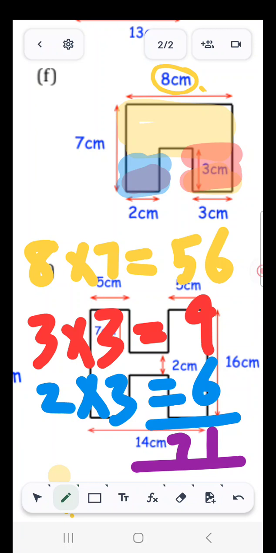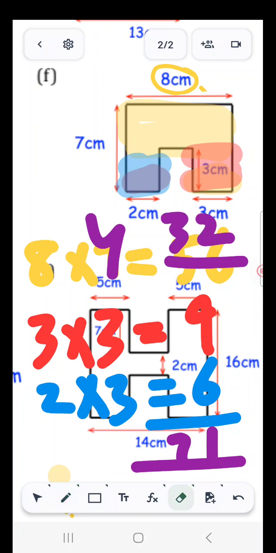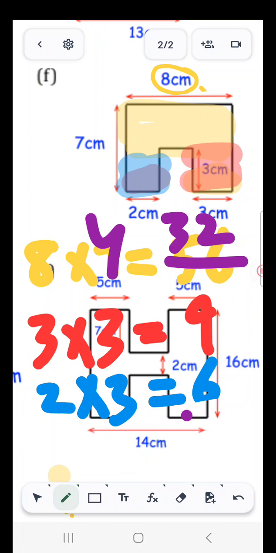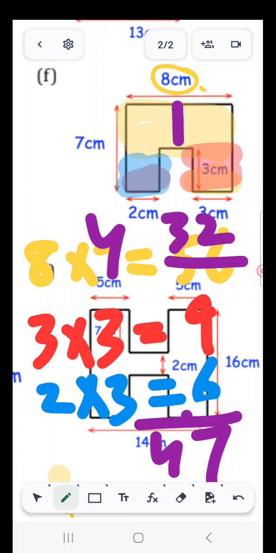So you can see 8 times, oh, one thing is a mistake, I just realized it should be 8 times 4 here, which makes it 32. So I should be changing the calculations again. 8 times 4 should be 32 because it was 4 here and the bottom was 3. And 32 add 9 should be 41. 41 add 6 should be 47. So 47 should be the answer.